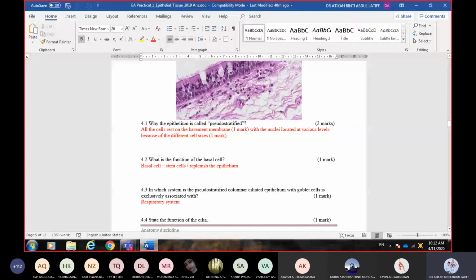Okay, so what is the function of the basal cell? It is actually made of stem cells to replenish the epithelium. So if the cells here are injured or die off, these basal cells will become columnar and replace the injured cells of the columnar epithelium. Okay, so where can we find this type of epithelium? Mainly in the respiratory system. So what is the function of cilia?